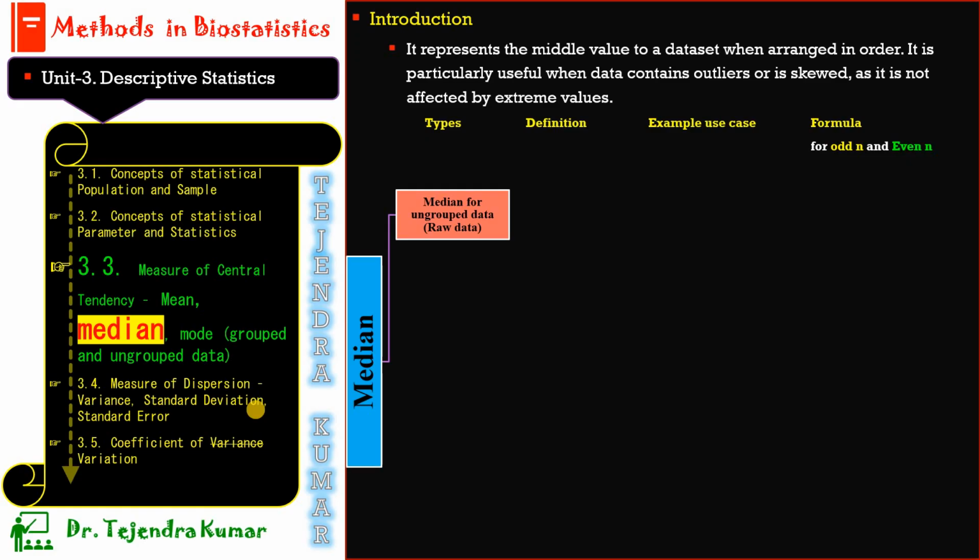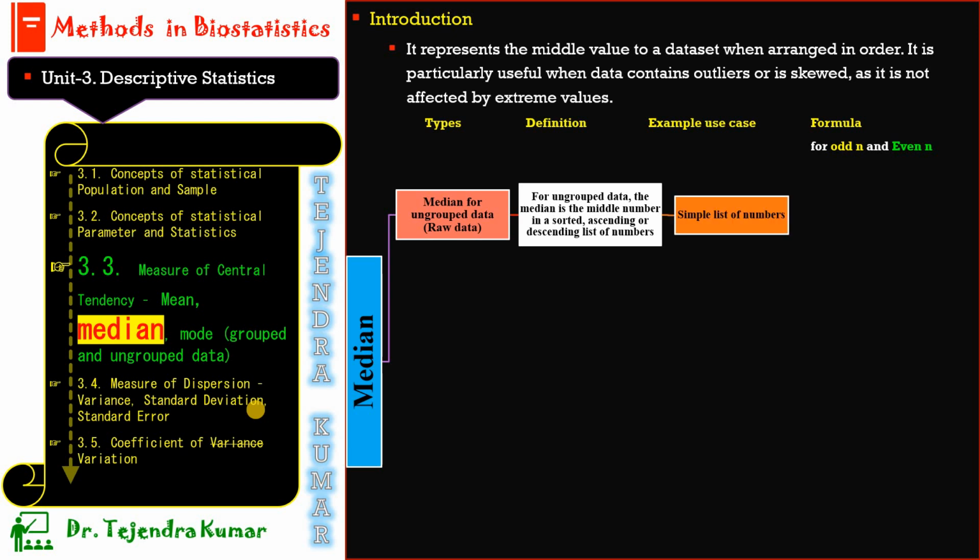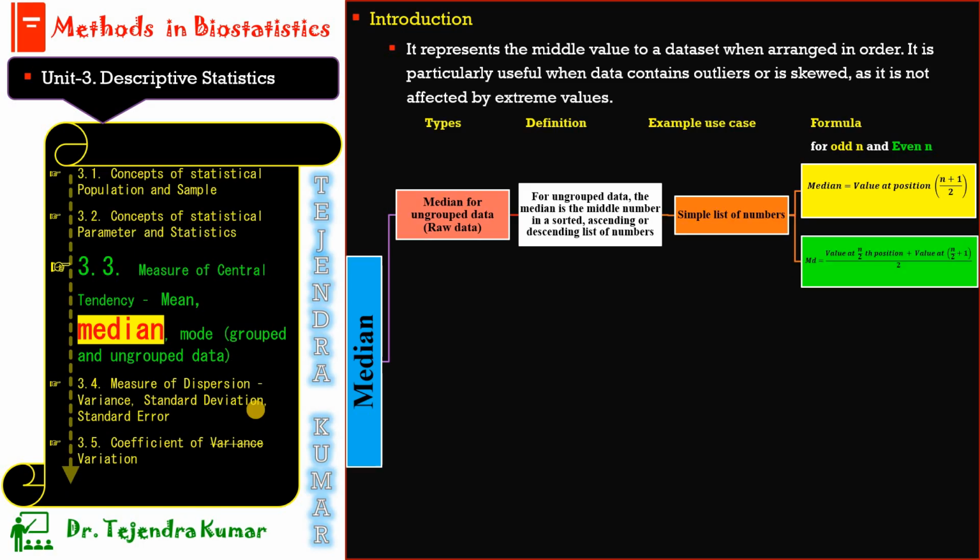So first is median for ungrouped data, or we can say raw data. For ungrouped data, the median is the middle number in a sorted, ascending or descending, list of numbers. A simple list of numbers is given, where we can apply this median. And there are two different formulas for odd numbers and even numbers. If n is odd or n is even, then we apply the two different formulas. So the formula is given here.